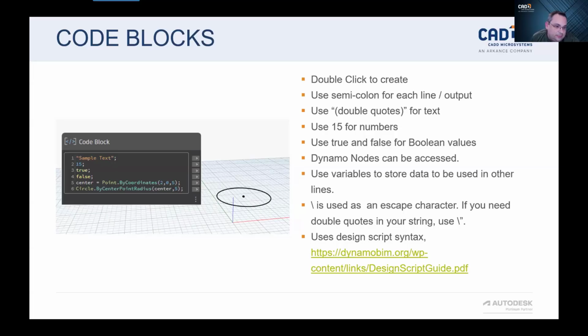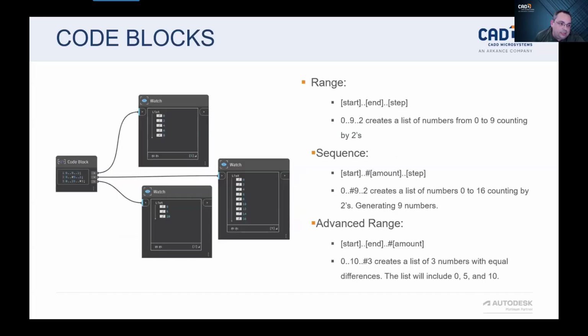It uses design script. There is a guide that Dynamo BIM put out long ago. It's still valid because they haven't changed it. So it has a lot of things you can do. You can do more with them. Some of the things that people also explore is the definitions and for loops and while loops. But that's getting further into that than I want to.